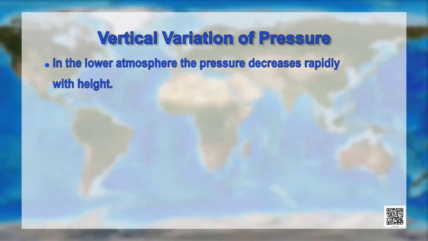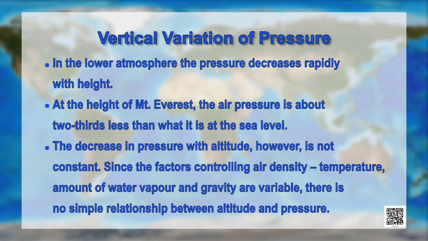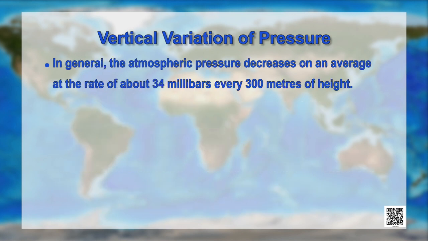Vertical variation of pressure. In the lower atmosphere, the pressure decreases rapidly with height. At the height of Mount Everest, the air pressure is about 2/3 less than what it is at sea level. The decrease in pressure with altitude, however, is not constant. Since the factors controlling air density, temperature, amount of water vapor, and gravity are variable, there is no simple relationship between altitude and pressure. In general, the atmospheric pressure decreases on an average at the rate of about 34 millibars every 300 meters of height.